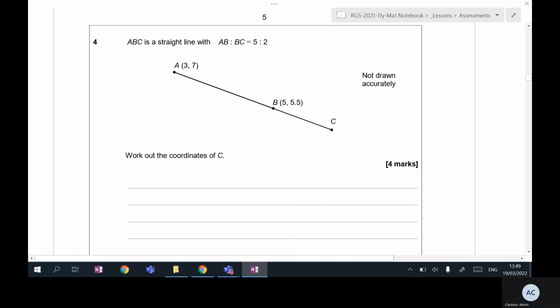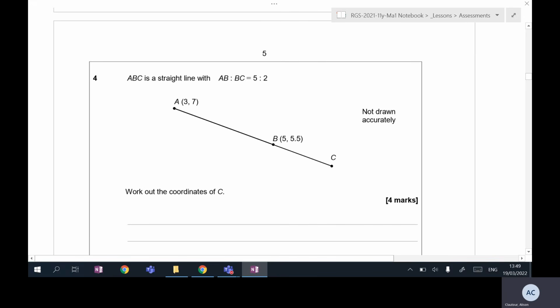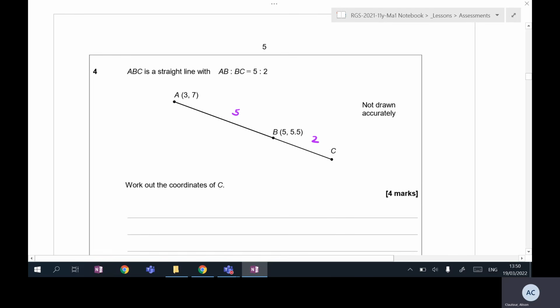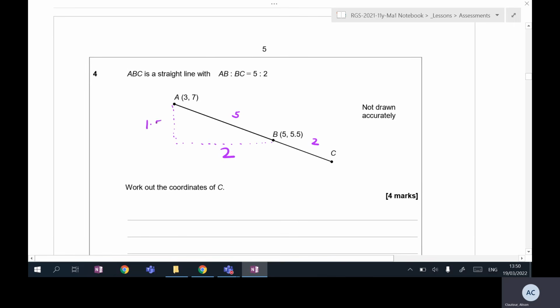For number 4, we've got a straight line, and AB to BC is in the ratio of 5 parts to 2 parts. And we're trying to work out the coordinates of C. If you think about this as a triangle, the difference in my x coordinates, I'm going from x is 3 to x is 5. So actually it's going along 2. And I'm going from 7 down to 5.5. So it's going down 1.5. Now that's 5 parts of my ratio.